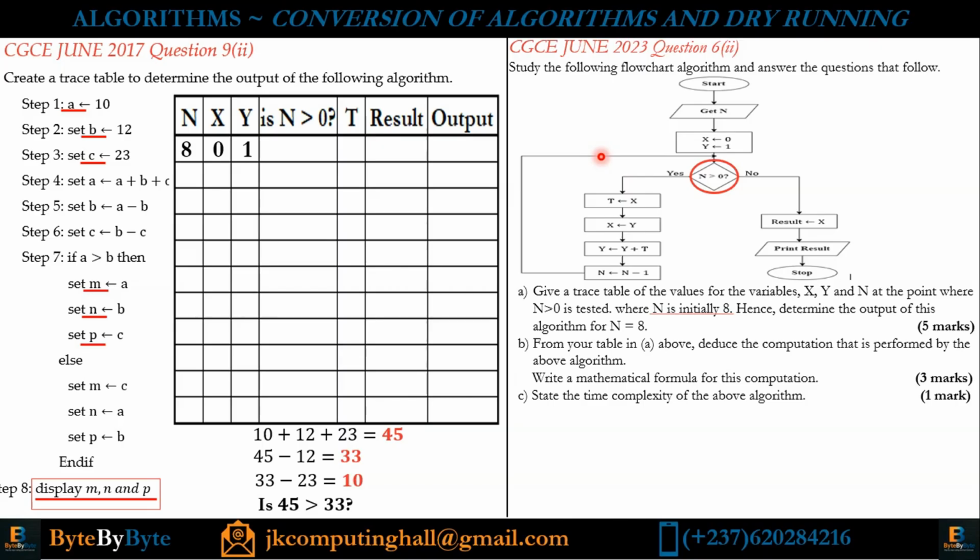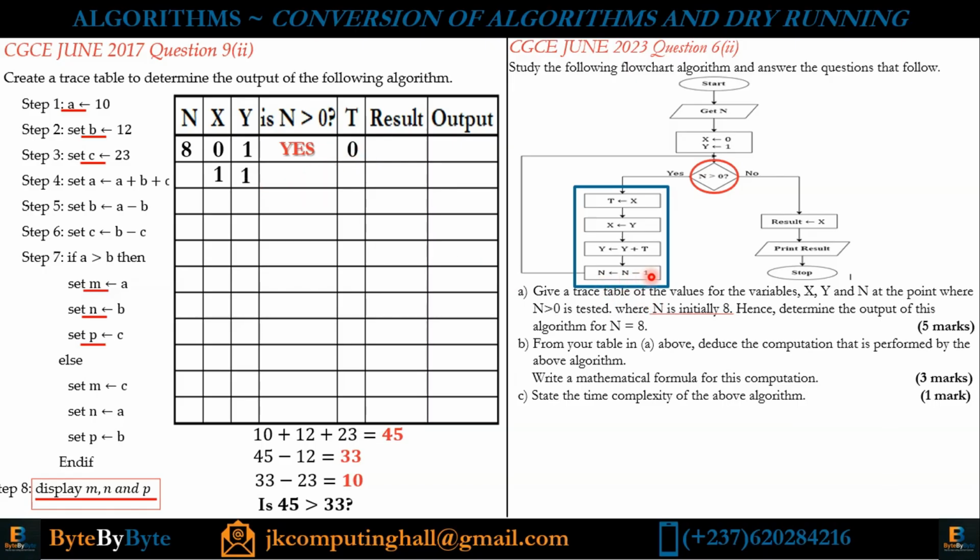Okay, let's proceed. We have our condition. Is n greater than 0? If it is the case, we are going to repeat this block, which is our block of repeated statements. So now, is n greater than 0? What is n, dear student? n is 8 from the trace table, as you can see. And is n greater than 0? Yes. So I will execute this block of instructions where t takes x, so t takes 0, x takes y, so x takes the value of y, which is 1, y takes y plus t. What is y? 1. What is t? 0. When you add, it is 1. n takes n minus 1.